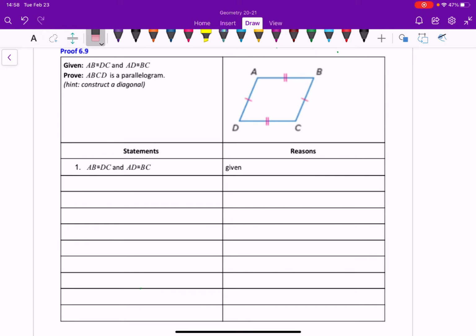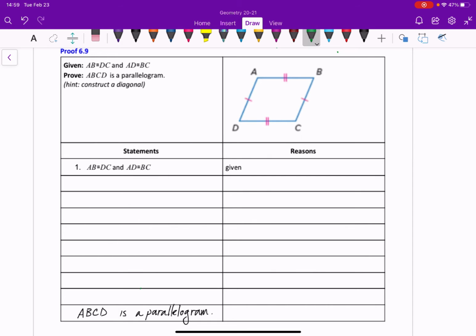So the last line of our proof we know should be that ABCD is a parallelogram. And for all these proofs that you're going to do, that should be the last line, because that's what we're proving. But now let's think about what we need to show to do that.